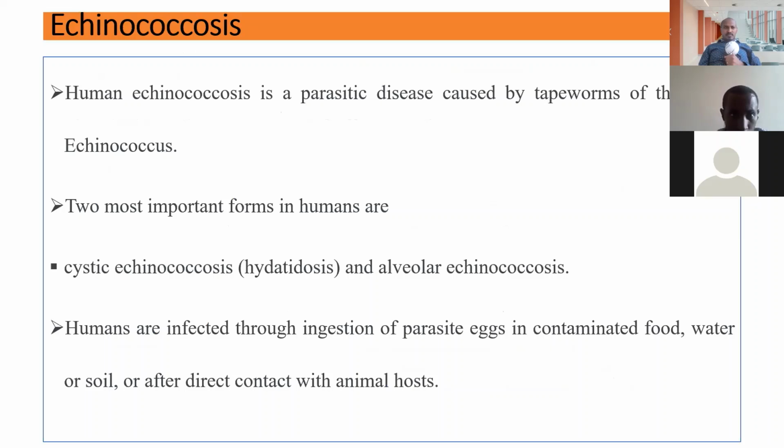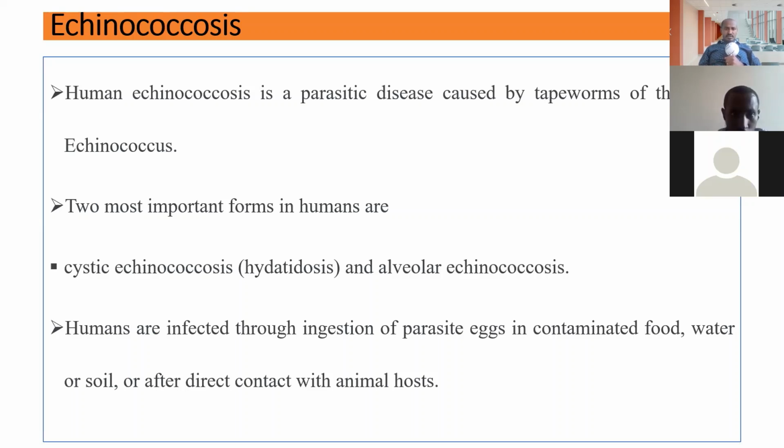So the last one is the echinococcus. I hope you all know echinococcus, which is a parasitic disease caused by the tapeworm of the genus Echinococcus. This is also a zoonotic disease, and it has two forms. The cystic echinococcus, that is hydatidosis, mainly affecting the liver, and the other one, the alveolar echinococcus, mainly affecting the lung.